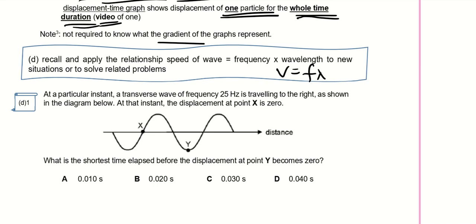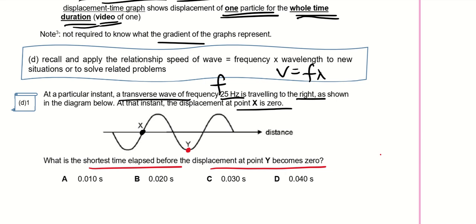Okay, at a particular instance, a transverse wave of frequency 25 Hz, so this is my f, is traveling to the right as shown. At that instance, the displacement at point X is 0, yes, because it's on the start line. Okay, for Y, it is here. Okay, so what is the shortest time elapsed before the displacement at point Y becomes 0? So as you can see, you need to predict for point Y, when will it become 0? Okay, the shortest time elapsed.